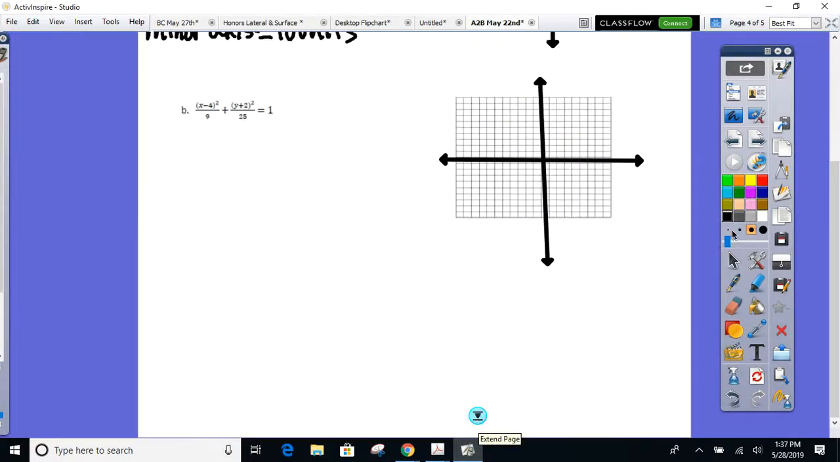Okay, let's go. Part B. Hook me up with the center. It is 4, -2. Set up your graph and graph the center. 4, -2. Set it up.